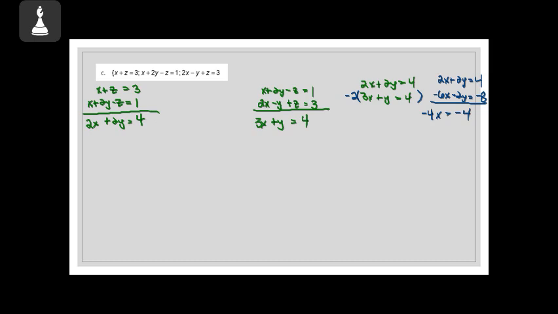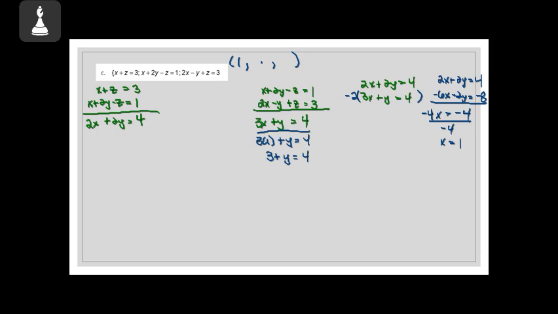Now we need to find y and z. So I can go to this equation here. 3 times 1 plus y equals 4. 3 plus y equals 4. If I subtract 3, y is 1.